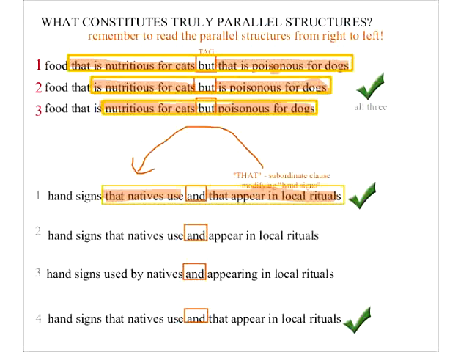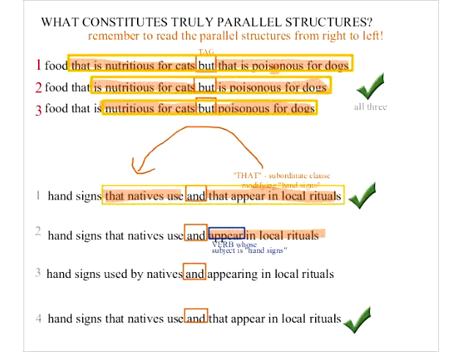Okay. How about that? Number 2, a couple of you indicated that you thought this was correct. This is not correct. Let's look at why. This is "appear in local rituals." Let's take a look at this. This word here, this is a verb. This is a verb whose subject is hand signs.